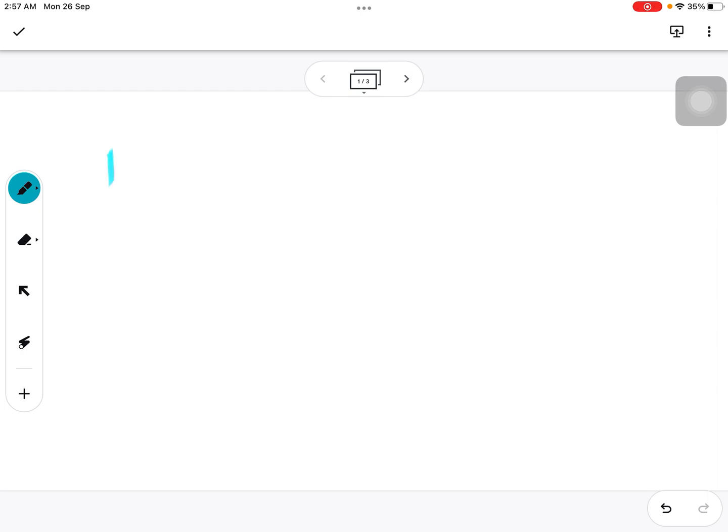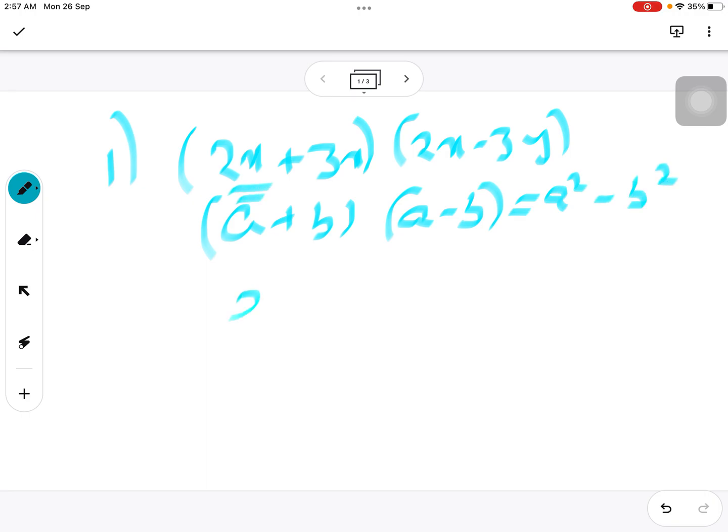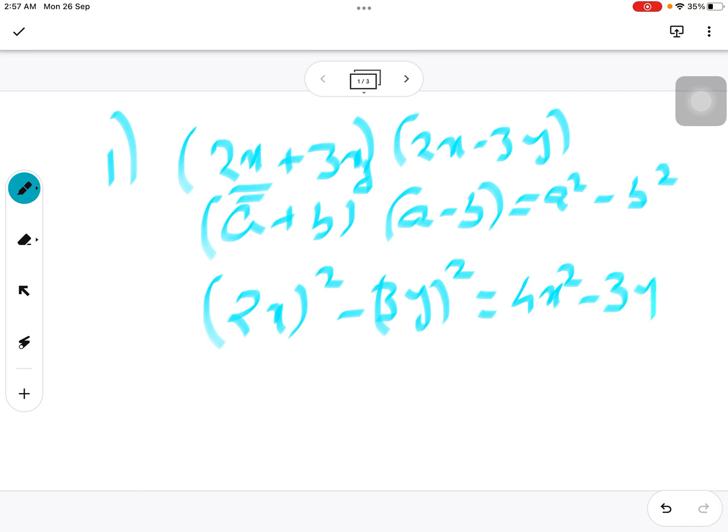So the first problem is very simple: 2x plus 3y into 2x minus 3y. This is nothing but a plus b into a minus b. So obviously it is a square minus b square. You'll have to write whole square here, otherwise it becomes 2x square. So it becomes 2x whole square minus 3y whole square. So that becomes 4x square minus 9y square. Okay, they're unlike terms, so we leave it as it is.